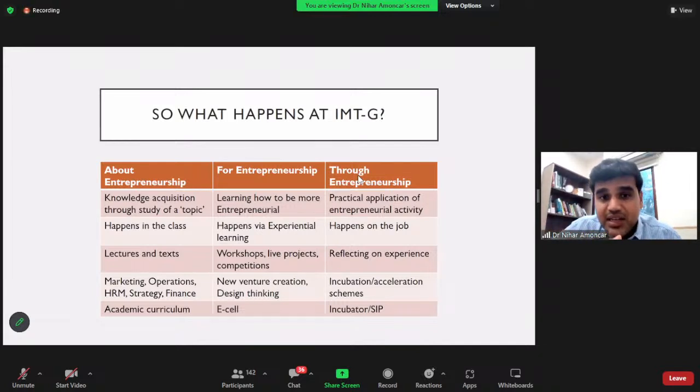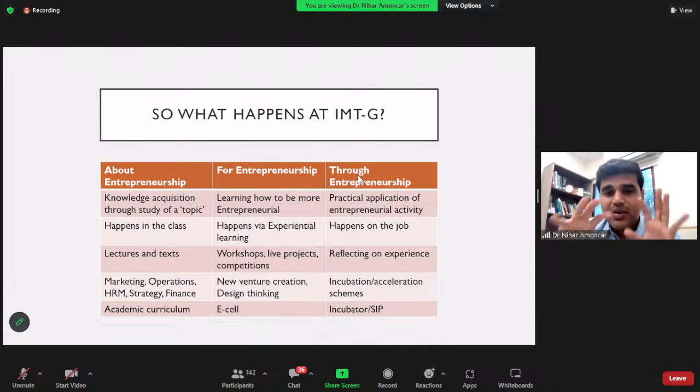The second journey is then for entrepreneurship. That means after you gain knowledge of those topics, how can you become more entrepreneurial? This happens via experiential learning. So we do a lot of workshops on entrepreneurship and new venture creation, design thinking. You can get involved in live projects or business case competitions. So here it is about developing and preparing for entrepreneurial actions that you will take in the future.